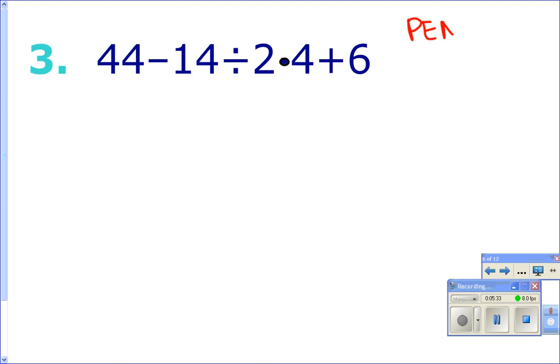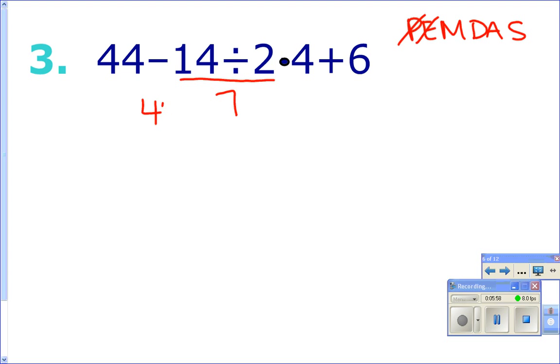So we have PEMDAS. Do we have any parentheses? No, so that's out. Do we have any exponents? No, so that's out. We have multiplication and division. Remember, we move from left to right. So as we're moving, we come across 14 divided by 2 first. So 14 divided by 2 is 7.